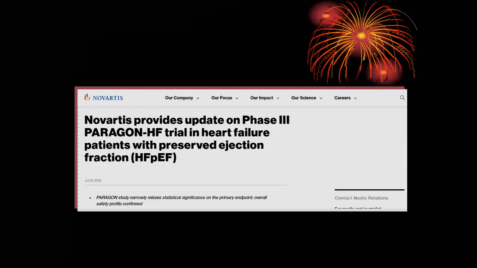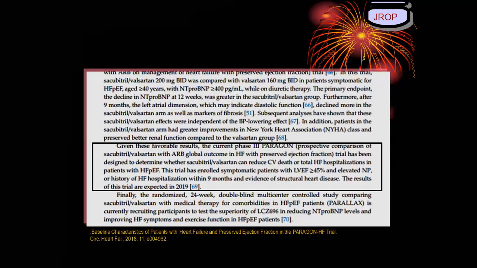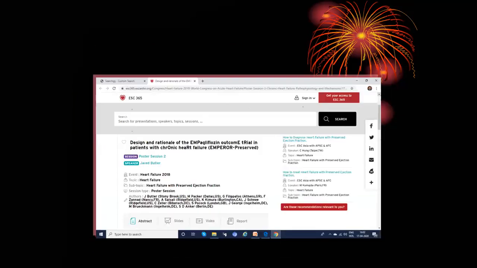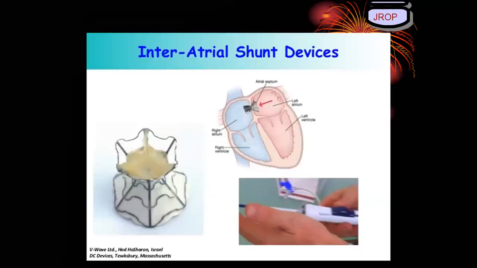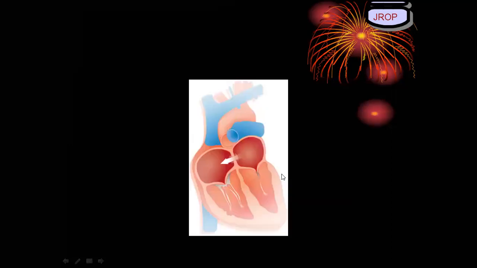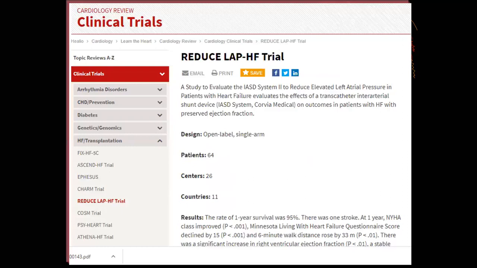Apart from that, another thing which is available as of today, which started in 2017 onwards, is a device known as the intra-atrial shunt device. It's like a pressure cooker mechanism. If your LA pressure becomes high, the valves open and release the pressure to the right atrium. This is a novel device, and some people have started using it in a preliminary phase.